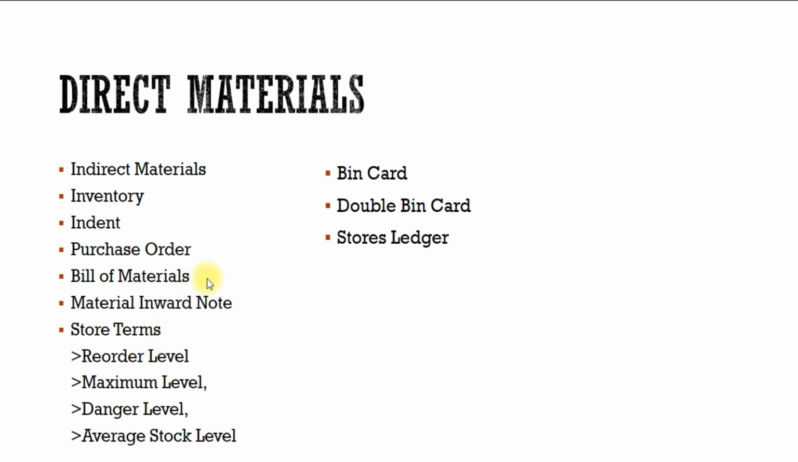Next, we'll take a look at what is bill of materials. A bill of material, also called raw material specification list, is a schedule of standard quantities of material required for a job or a unit of production. It is usually prepared by the planning department or the engineering department in standard forms.